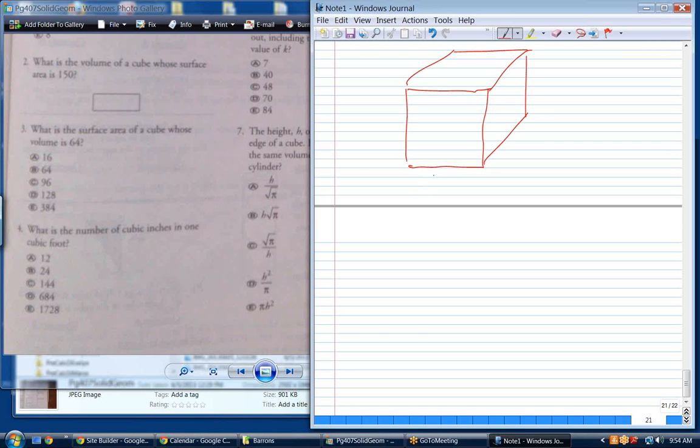I don't know. Well, if this is 1 cubic foot, it's 12 by 12 by 12 inches. So how many cubic inches is in that cubic foot? 1728. Right, 12 by 12 by 12. In other words, when you go from linear to area, you square it. But when you go from linear to cubic, you cube it.